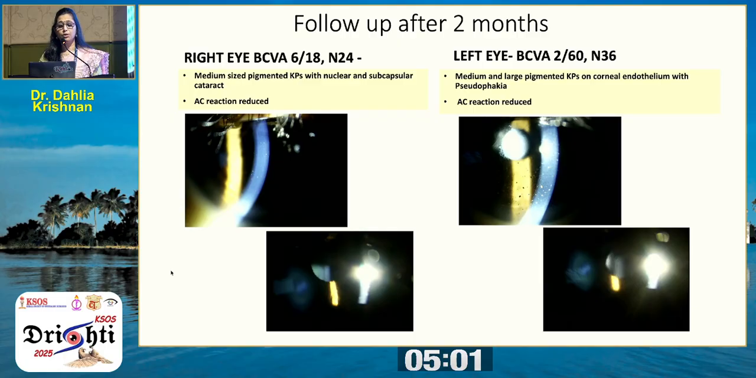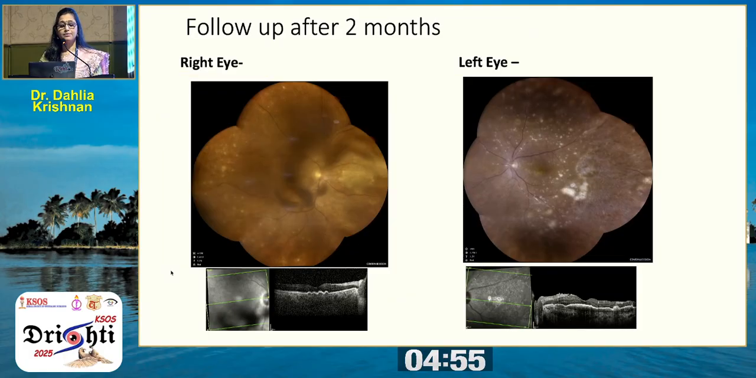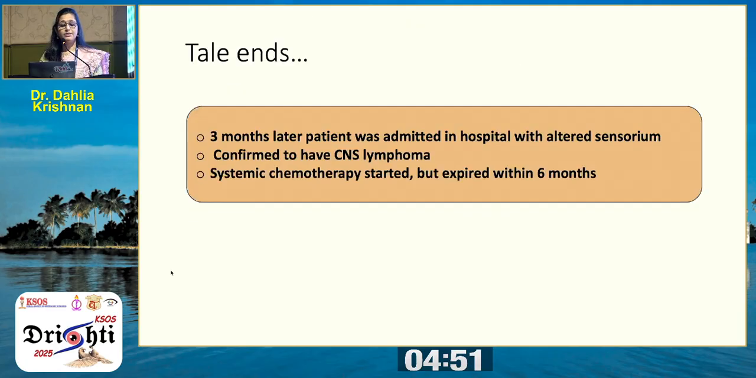At 2 months follow-up, the AC reaction had reduced in both eyes. We could see medium large pigmented KPs, and on fundus view, the subretinal lesions had reduced a bit. But within 3 months, the patient was admitted in the hospital with altered sensorium, confirmed to have CNS lymphoma. Systemic chemotherapy was started, but she expired in 6 months. So let's not end the tale on a sad note.